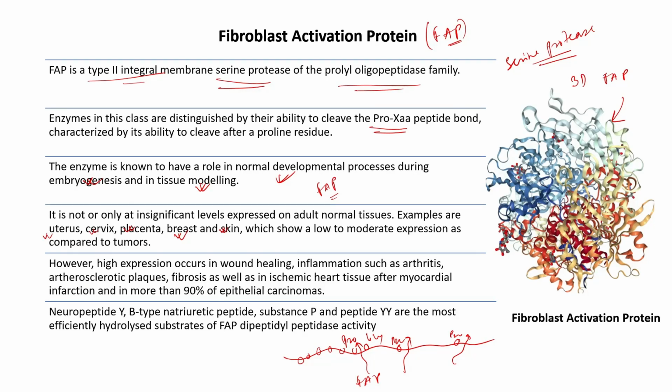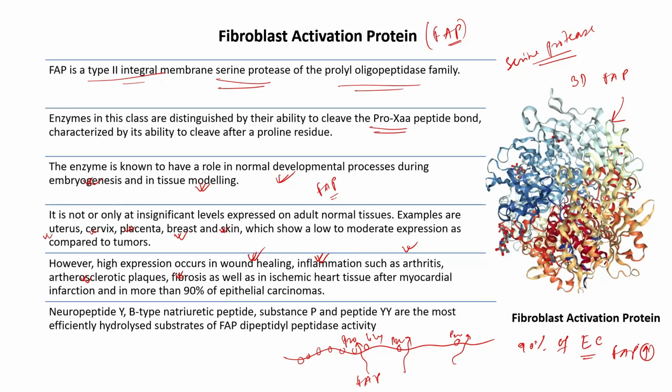But this group, like uterus and cervix, have quite moderate expression compared to tumors, and high expression of FAP is seen in wound healing, in inflammation like arthritis, atherosclerotic plaques, and also in fibrosis we can see higher expression of FAP, and also after myocardial infarction. And moreover, the FAP expression is pretty high in more than 90% of epithelial cancers. The FAP expression is very, very high.